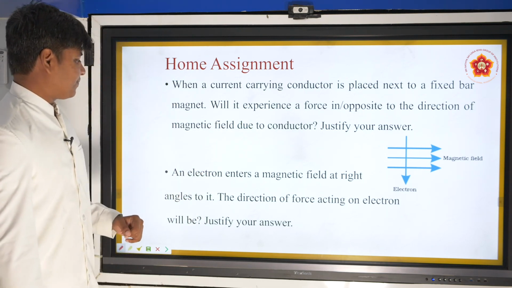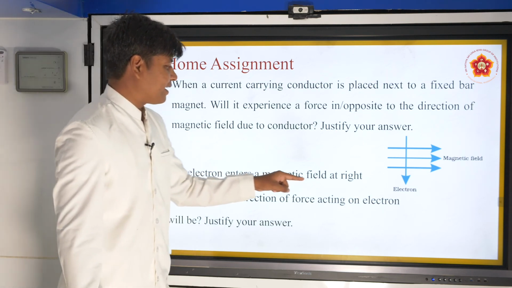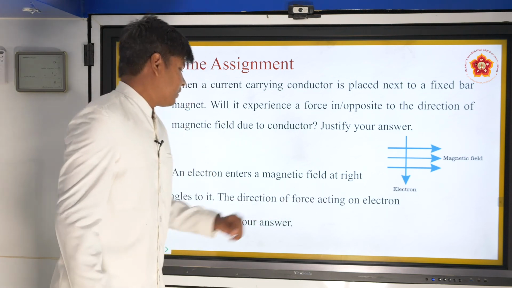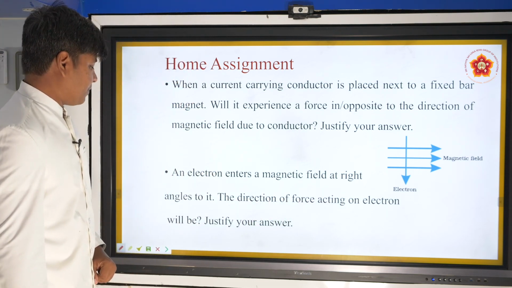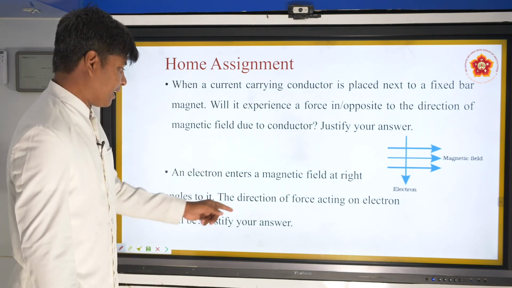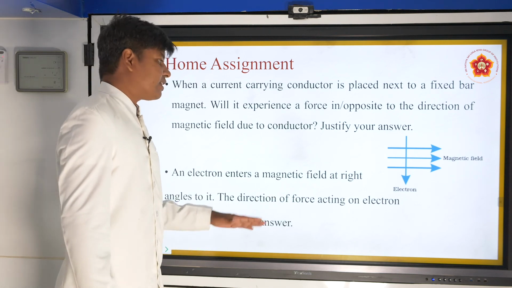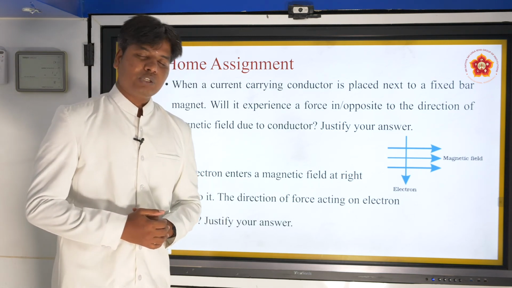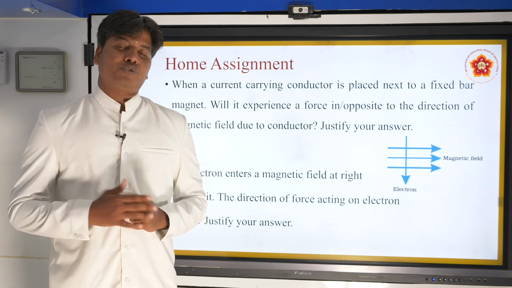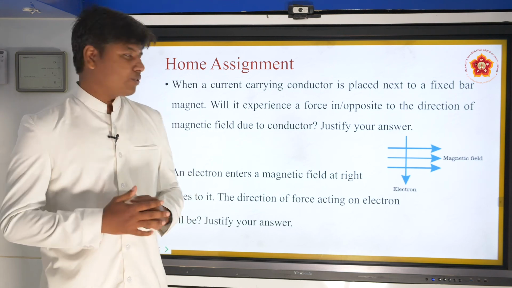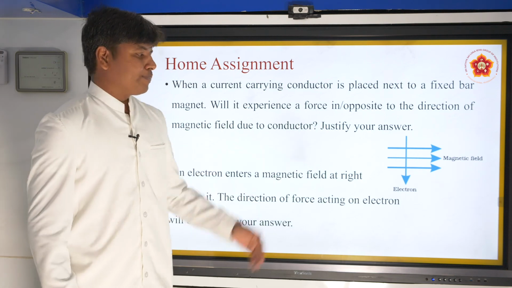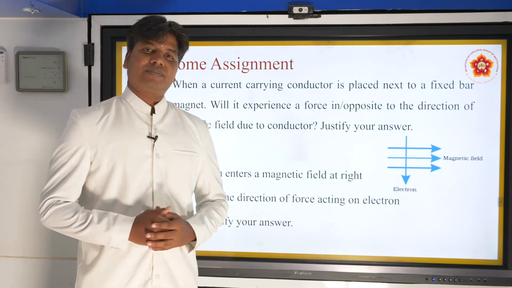The second question is, an electron enters a magnetic field at right angles to it. The direction of force acting on the electron will be, that means we are asking what is the direction of the force acting on the electron. Justify your answer. To give you a hint, current always travels opposite to the direction of the motion of electrons. So using this, you can easily apply Fleming's left hand rule and get the direction of the force experienced by the electron in this magnetic field.